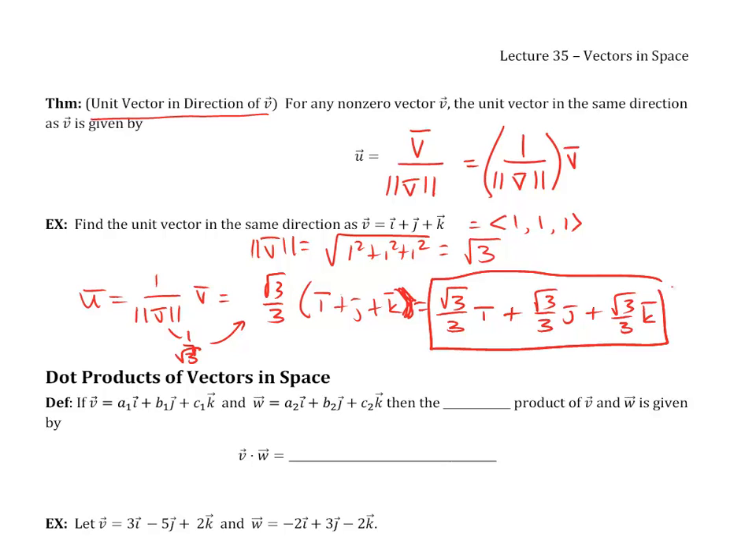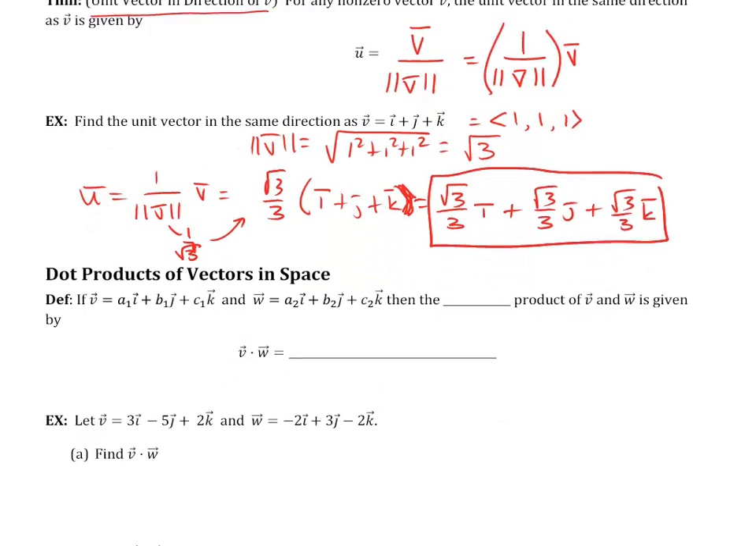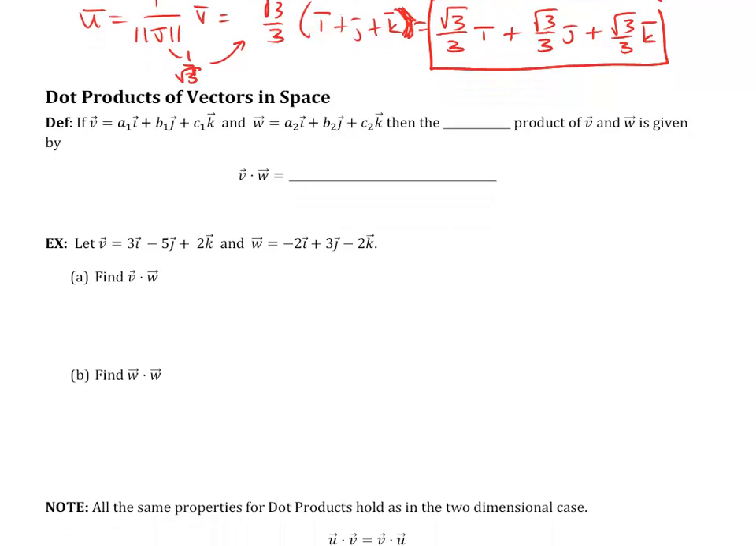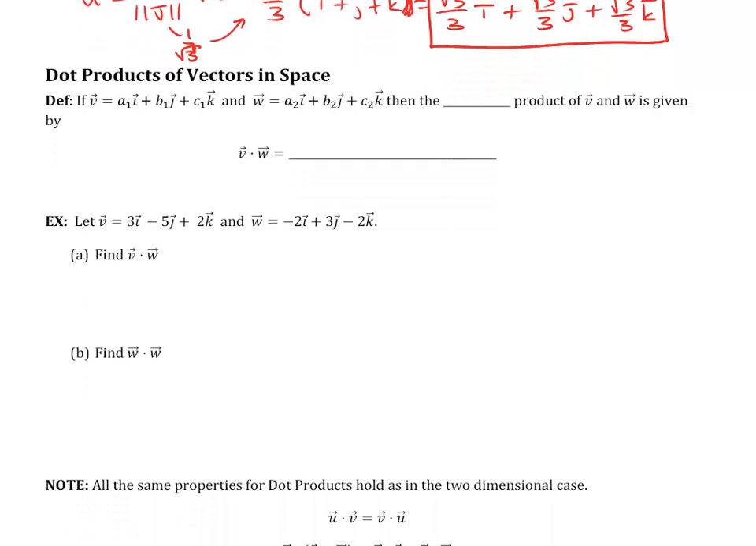So really what we're doing is we're extending all the concepts that we learned about vectors to now vectors in space, vectors with 3 dimensions instead of just 2. So dot products of vectors in space would be very similar to what we did with dot products with vectors in 2 dimensions.